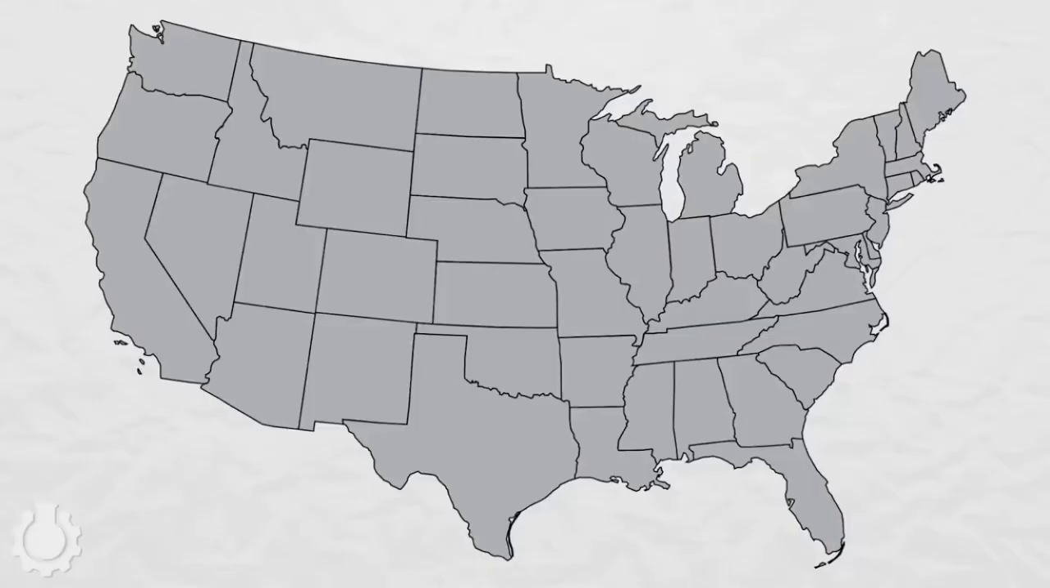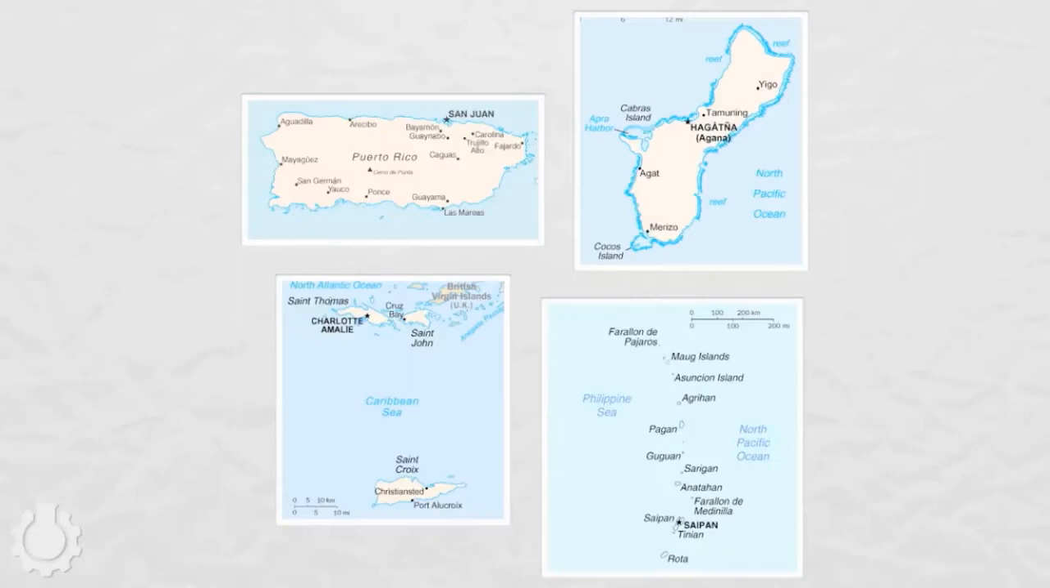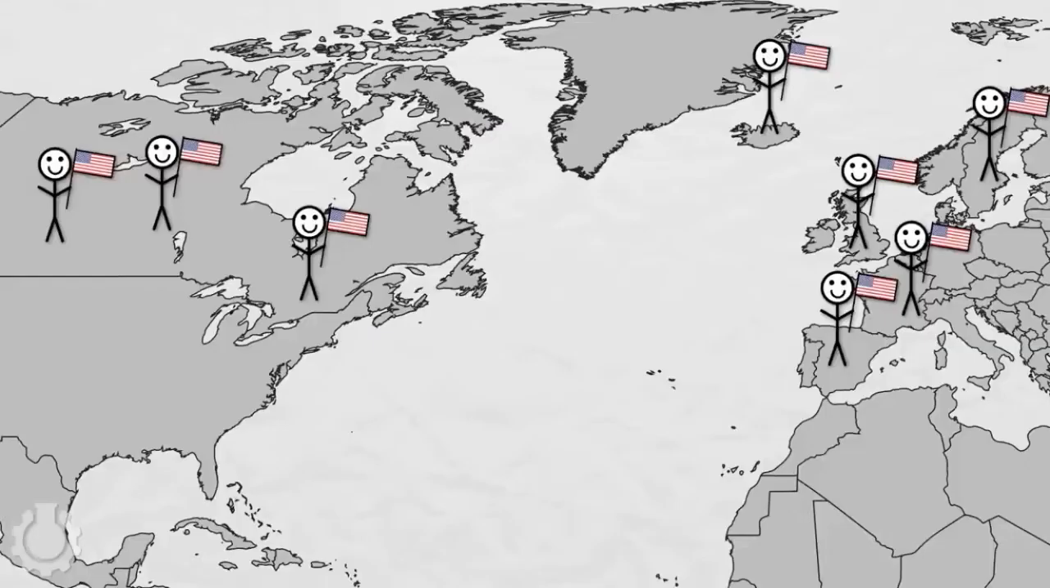But it's not just the states that have primaries. They're also held in the District of Columbia and the oft-forgotten territories. Holding primaries here is a bit odd though, considering that territorial residents can't vote in the actual presidential election. Lastly are the Americans living abroad who, depending on the party, vote in a block as though they all live together in one big extra state.